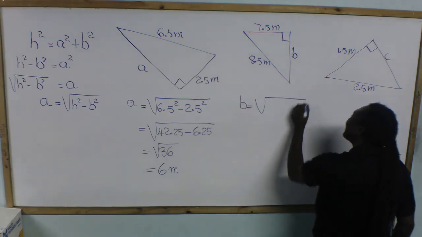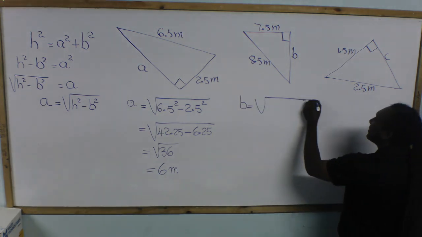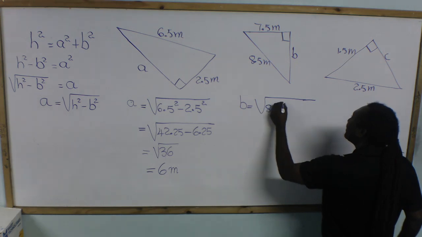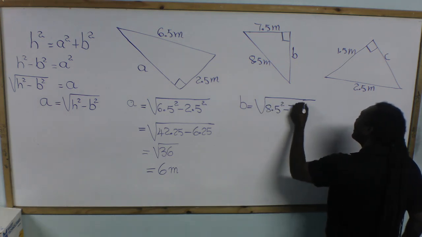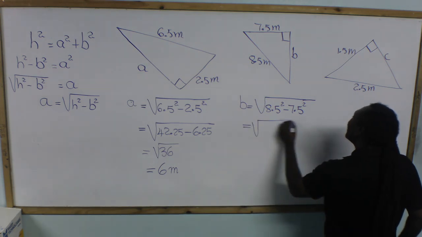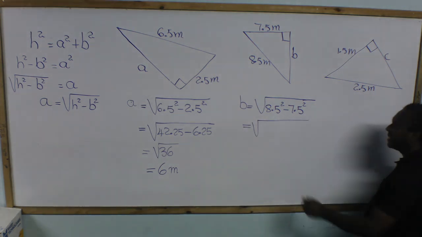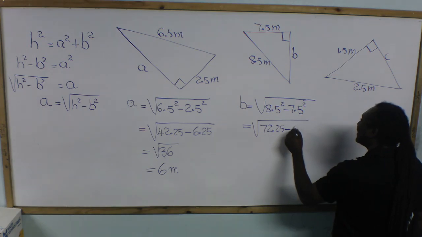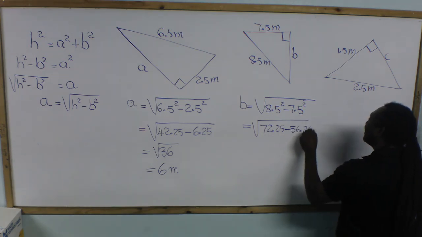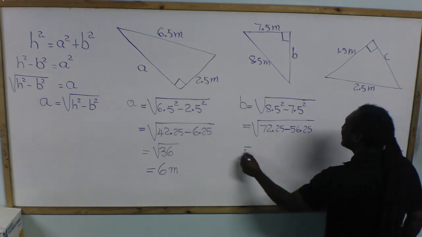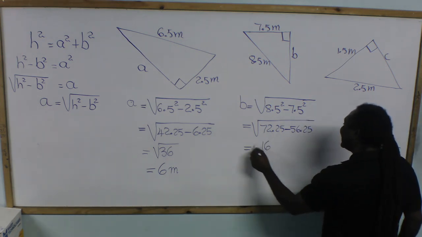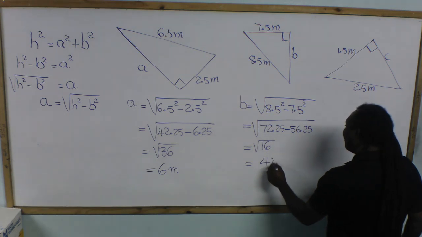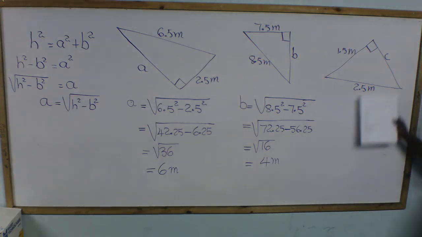So B is equal to the square root of 8.5 squared minus 7.5 squared. When we square 8.5, what do we get? 72.25. And for this one, we get what? 56.25. And when we subtract, we get 16, of which the square root is 4. So that will be 4 meters.